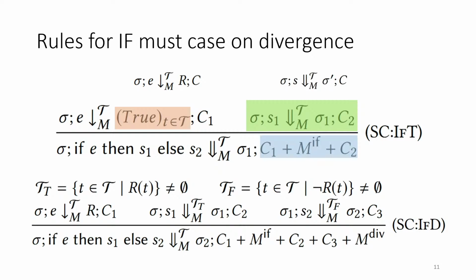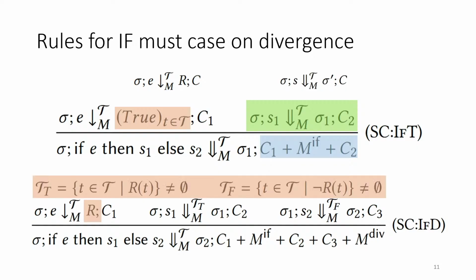Return the new heap that we get from running the then branch, and we add together the cost that we got from running the expression, the cost that we got from running the then branch, and then also this constant cost that whatever the resource metric says is the constant cost for executing an if statement. If we don't care about the cost of executing an if statement, that might be 0, but in general, we might charge some constant amount for that. There's a totally symmetric rule for if all the threads evaluate to false, and we just evaluate the else branch.